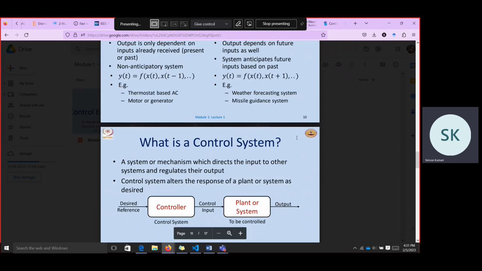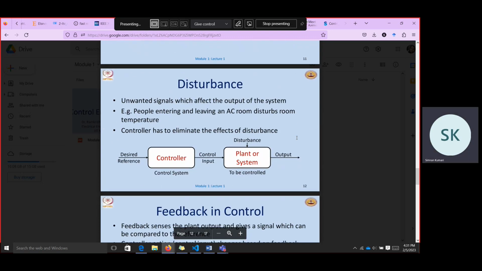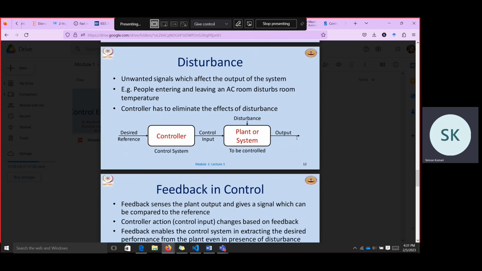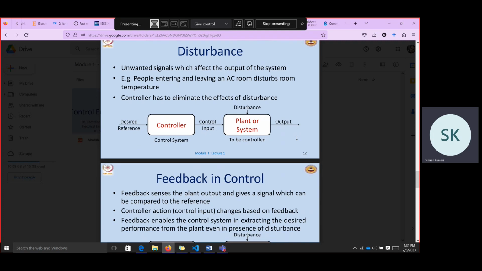Then after reviewing that, we came to the controller, that what is the function of the controller? It basically tries to achieve the desired response of the plant or system that has to be controlled. And we talked about disturbance. So one of the functions of the controller should also be that it should reject the disturbance. So there came the concept of feedback, that if we have feedback, then it is possible to control the system as well as reject the disturbances.